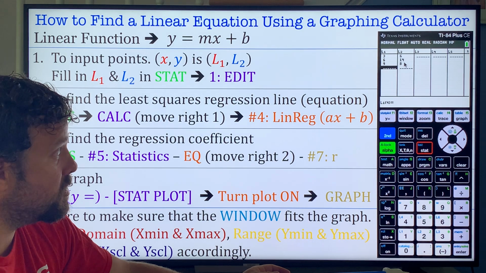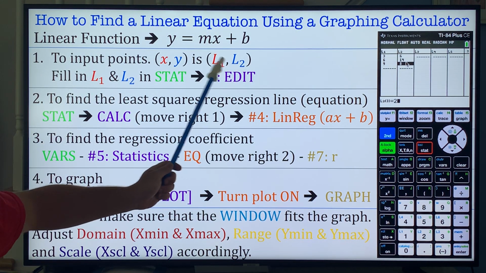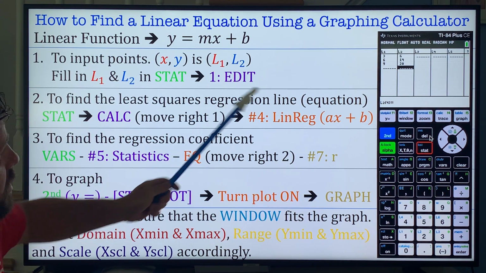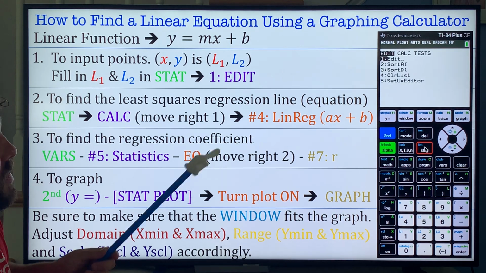You have to make sure they correspond, okay? And then once you get them in, these are your inputting points, okay? You can go back and change them if you want. You can delete them if you want. You just got to make sure they match.